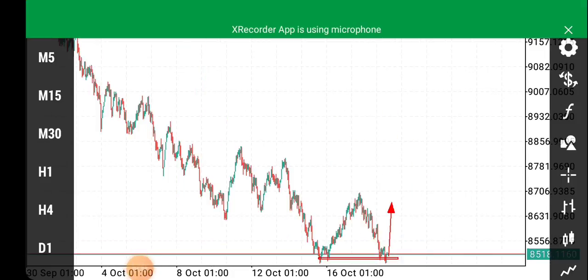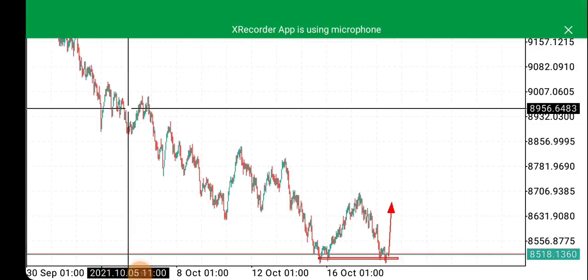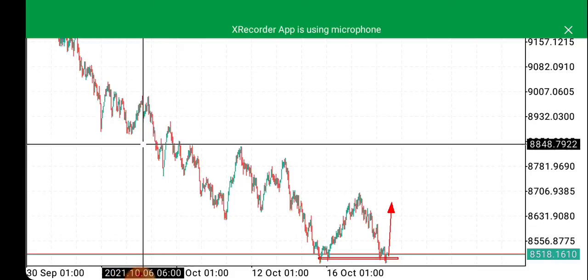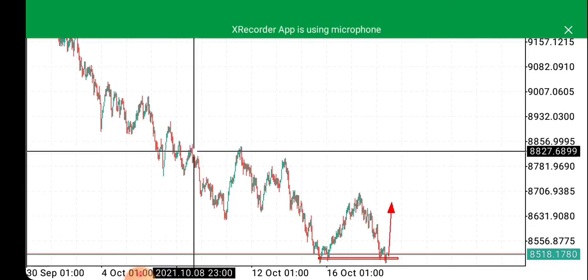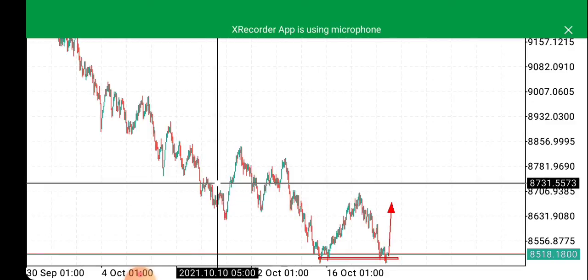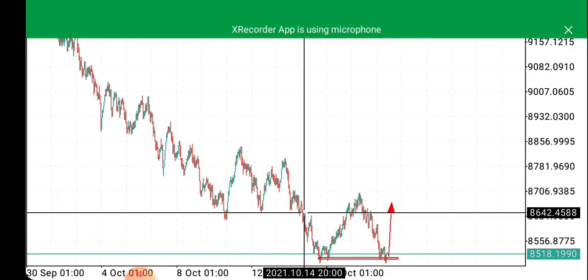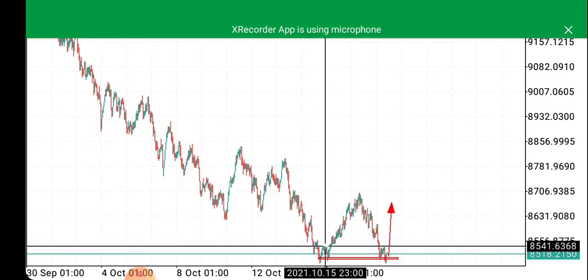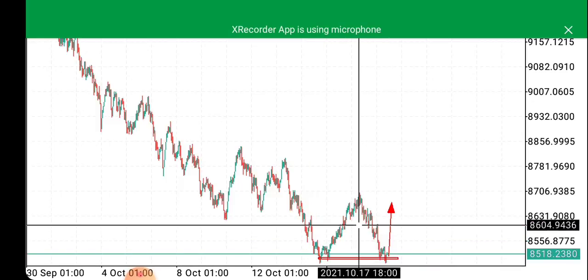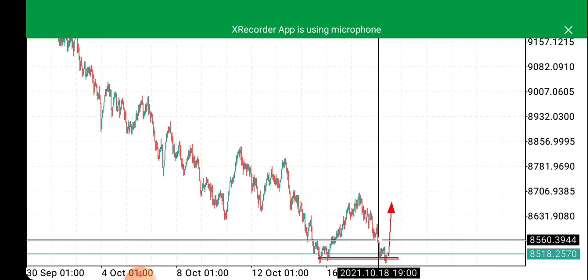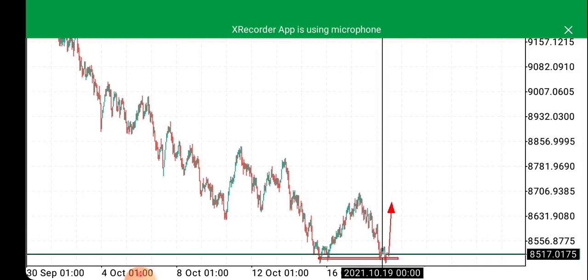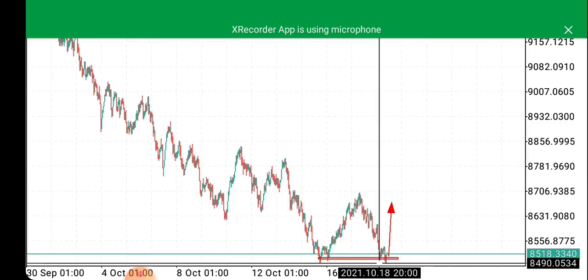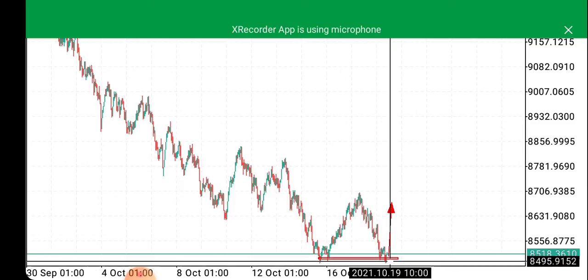You see that from here, price was heading down, forming lows. Later it will break the low like this, and then come down, form another low, come and break the low. Here it has formed another low, retraces back, comes back here, and then it has broken the low partially.